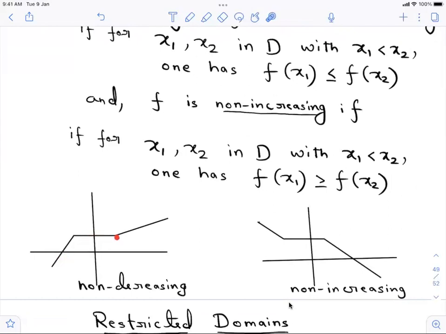See, it's not strictly increasing. It's strictly increasing somewhere, then it plateaus for a while, and then it increases again. But it never dips, right? So it's non-decreasing. Similarly, we can define non-increasing functions in this fashion.